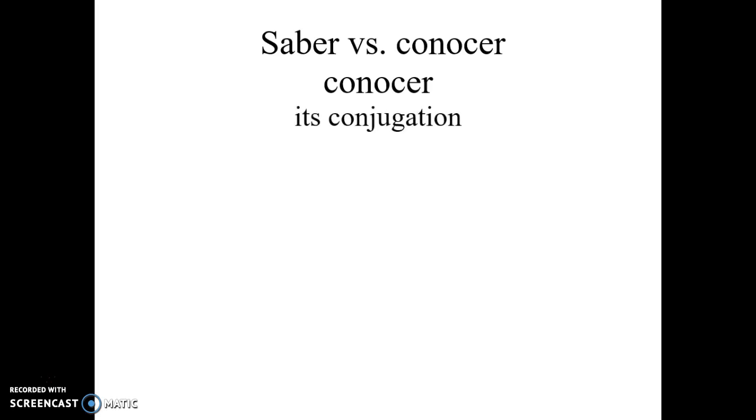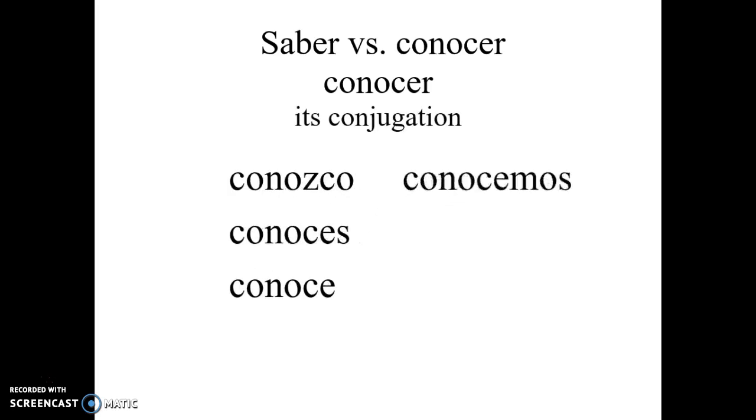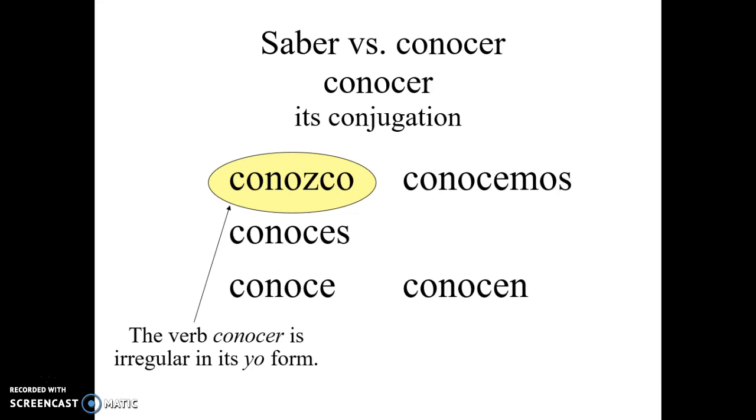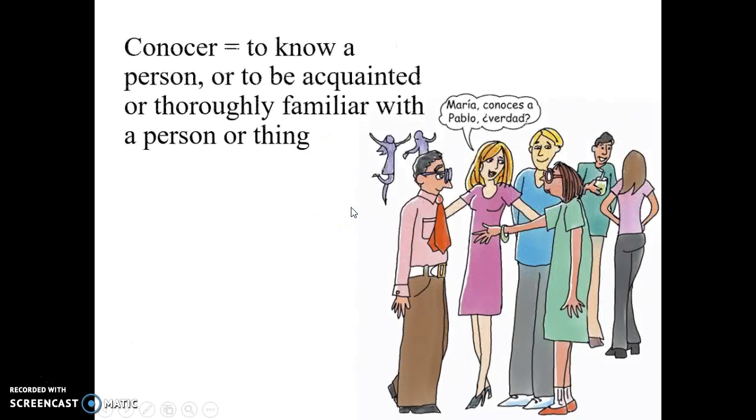Okay, now let's talk about conocer. First, we need to know how to conjugate it in the present tense. And it will be conozco, conoces, conoce, conocemos, and conocen. I know, you know, he or she knows, we know, and they know. And again, note, just like saber, conocer is irregular too in the yo form. It's got a Z. Okay?